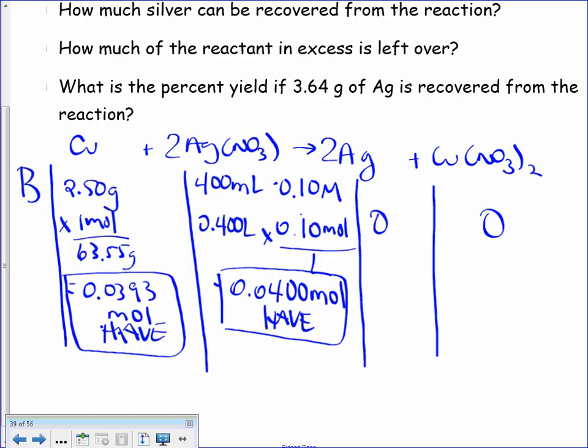0.0704, 94, something like that. I need a lot of silver nitrate. So that's how much I need of the silver nitrate, but you notice I only have 0.04. I just don't have enough silver nitrate. So that one's my LR, and that means copper is going to be in excess. So that should be good to move on to the during part.